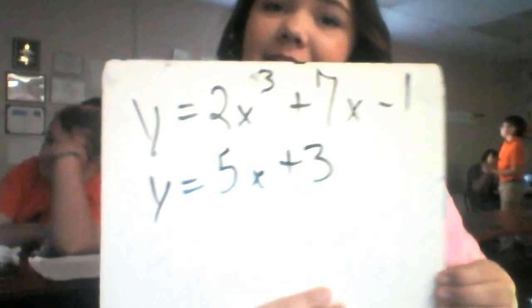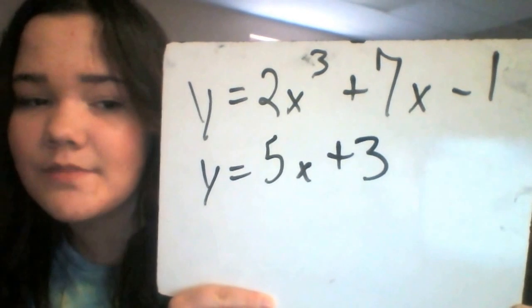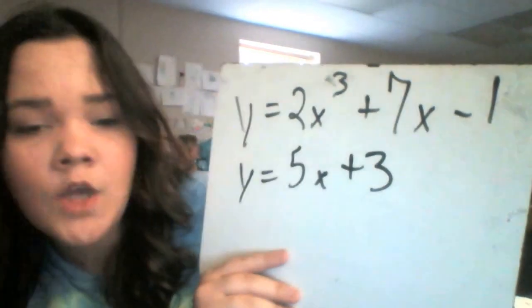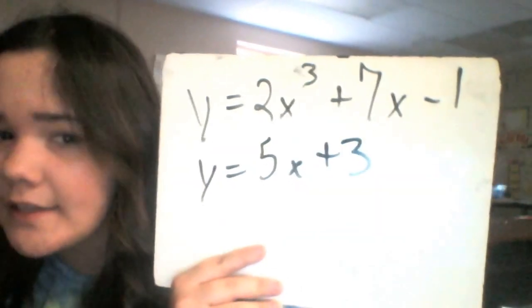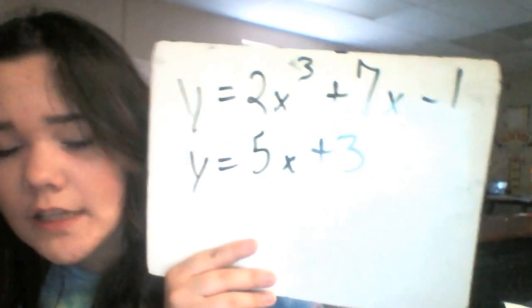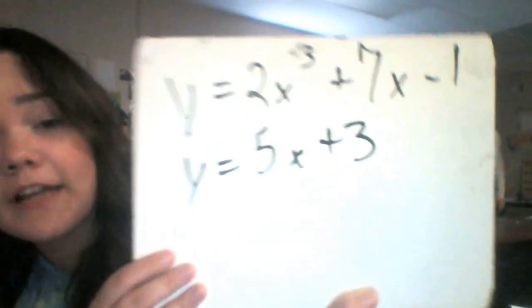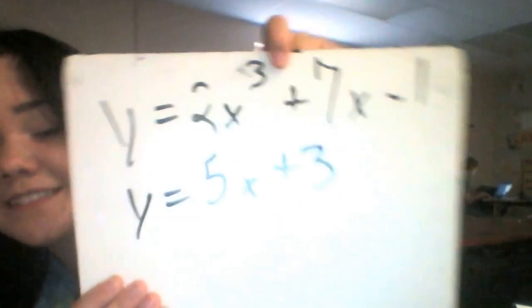Surprising. Alright, next one is y equals 2x to the third power plus 7x minus 1, and the next one is y equals 5x plus 3. Remembering again that you have to have a numerator when you have a variable, and it cannot have an exponent larger than 1. Just go ahead and look at that for a while. I can already see which one. It's the top one, my friends, because this is larger than 1, and you cannot have that in a variable.